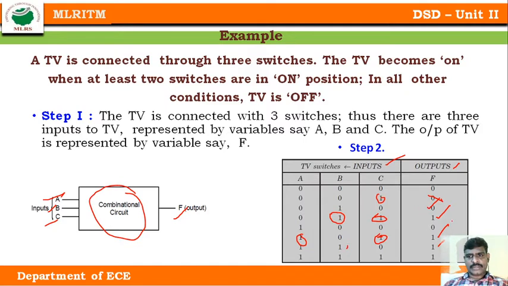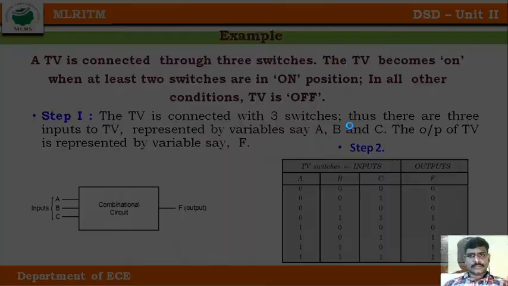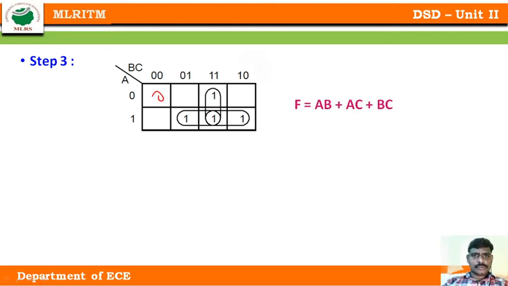So here, the output is 1 for inputs 3, 5, 6, 7. So now my function is F equals minterms of 3, 5, 6, 7. According to the K-map, I have a function, with cells 0 1 2 3 4 5 6 7.